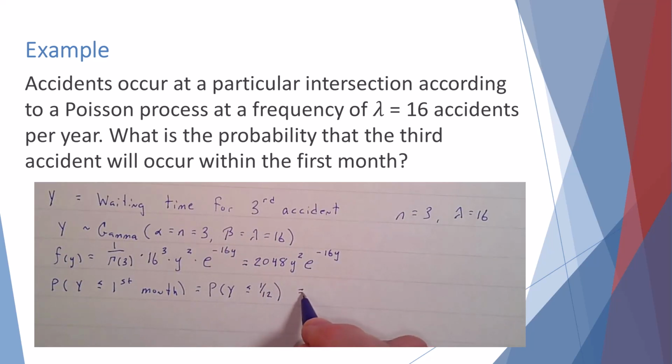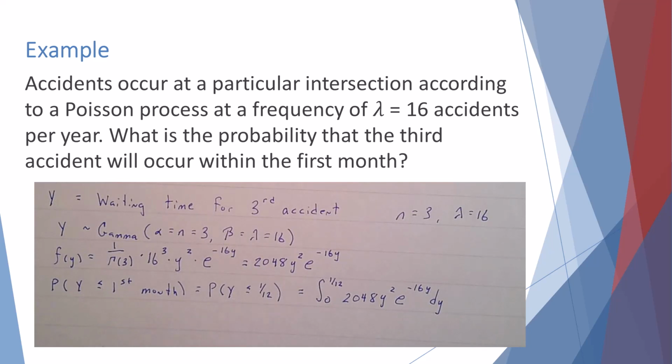Well, now this is equal to the integral from 0 to 1 over 12 of our PDF, which is 2048 y squared times e to the negative 16y dy. We can do this integral. It's a little bit complicated. We'd have to use integration by parts.